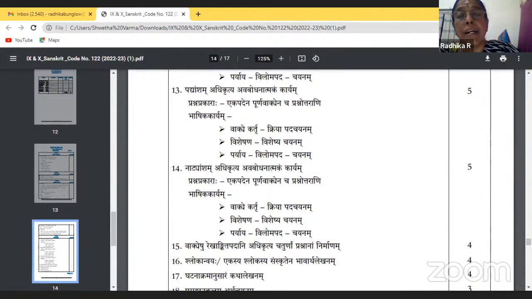Padyamsham Athikritya Avabodhanatmakam Karya. The same as the prose lesson, this also contains 3 parts: Ekapadena, Purnavakyena, then the Bhashika Karya. 5 marks for that. Any poem from any poetical lesson will be asked for this question.